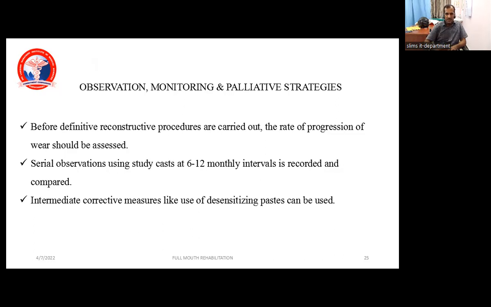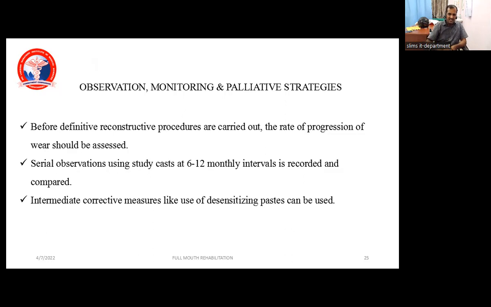You should observe the patient, that is serial observation, using the study cast, because every now and then when a patient turns to you, if you want to see the real degree of the occlusal wear, that can be very well measured with only a study cast. If you want a longer duration of observation, for example 6 months to 1 year, then each and every time the patient comes, you should measure the degree of the occlusal wear in the study cast.